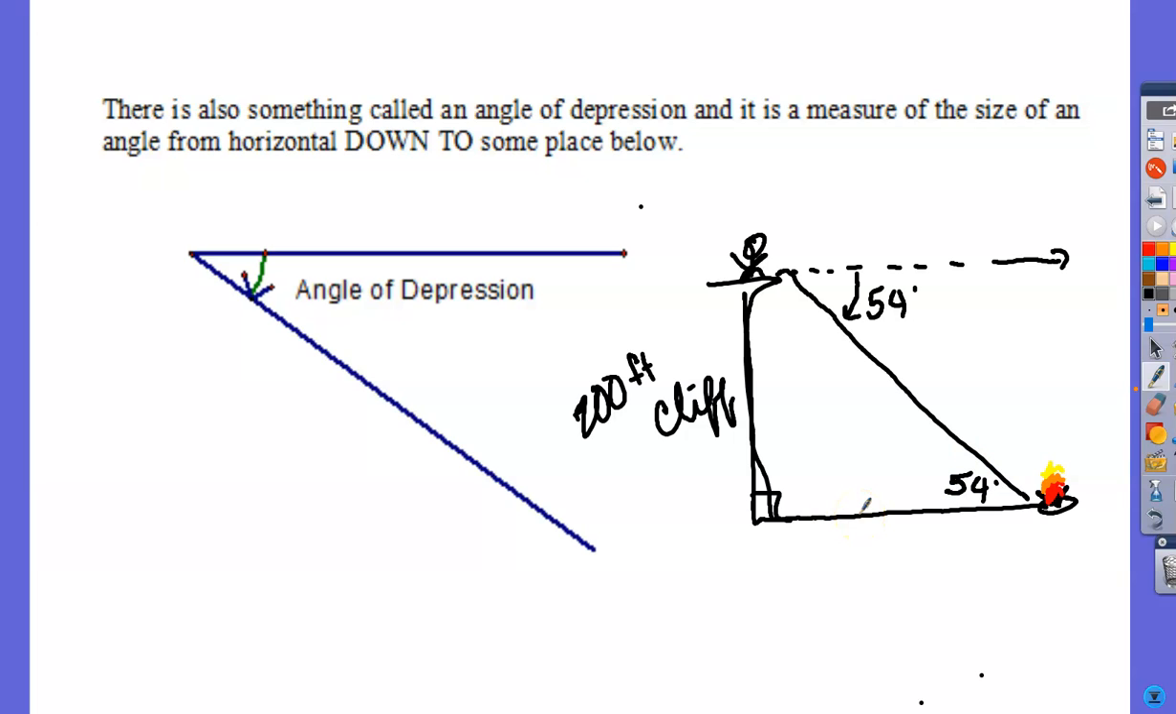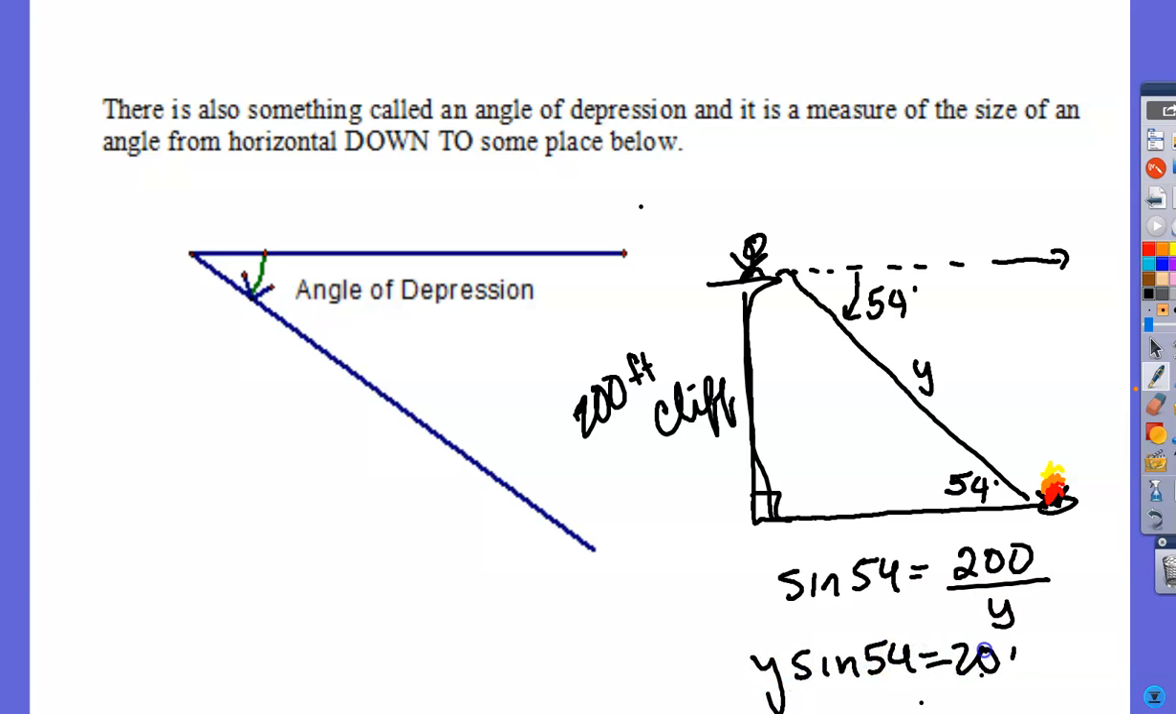This one happens to be tangent, because if I want this distance, I'd use opposite and adjacent. Or if I wanted the distance between you and the campfire, if you could zip line down there, then I would have opposite and hypotenuse, which would be sine. So I'd set up sine of 54 equals 200 over y. Don't freak out if your variable's on the bottom. All that means is you need to multiply both sides by the denominator first and then divide by sine of 54.